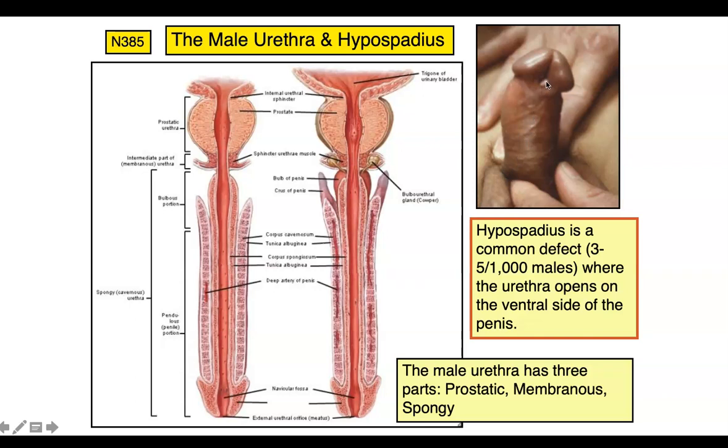The external urethral orifice may be on the ventral side of the penis, and that is called hypospadias. And this is a common defect.